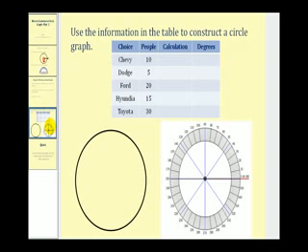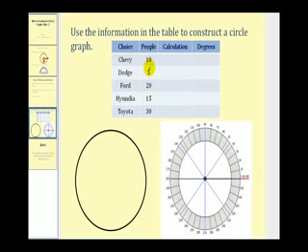Let's say a certain number of people are surveyed to ask which type of car they prefer. And these are the results of that survey. So 10 people liked Chevys, 5 preferred Dodge, 20 preferred Ford, and so on.